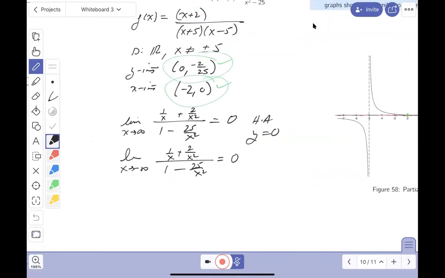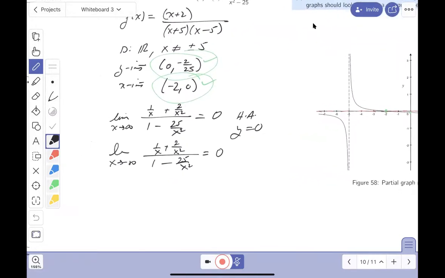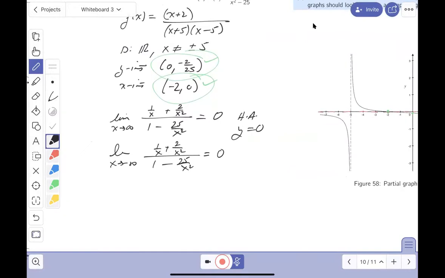And yeah, I want to remind you of the function. I'm going to do sign analysis. I think we've done this before, right? What are the zeros? Plus or minus 5 at the bottom, right? And the 0 on top is minus 2.